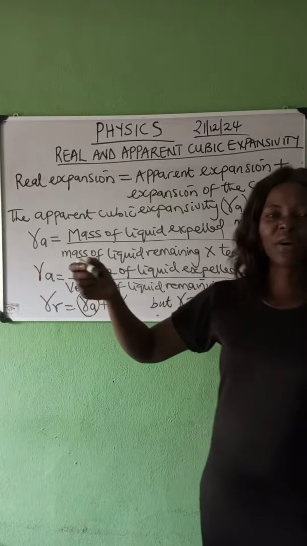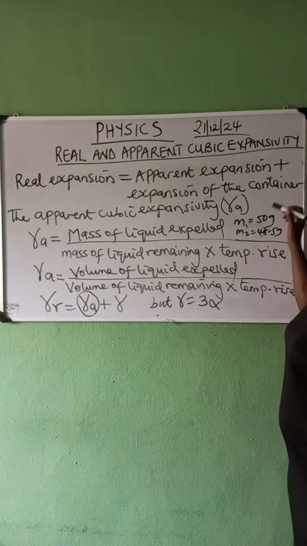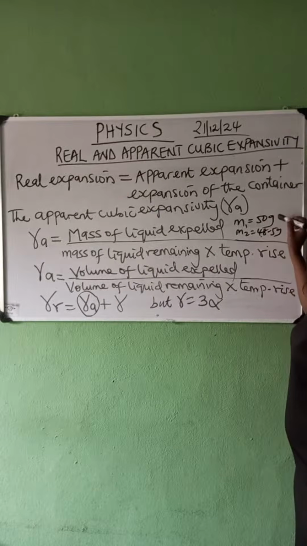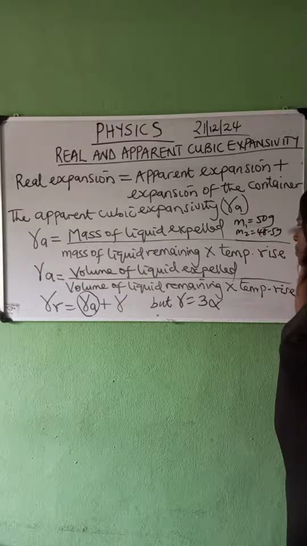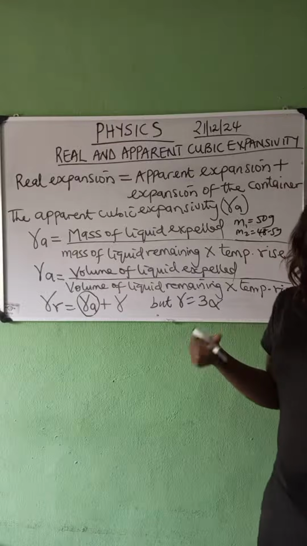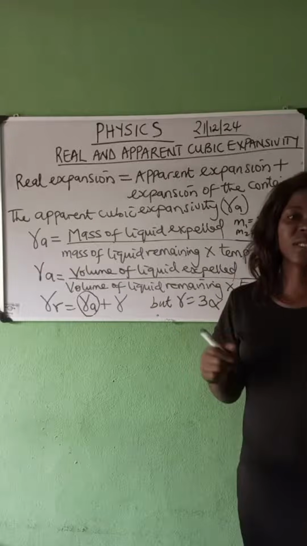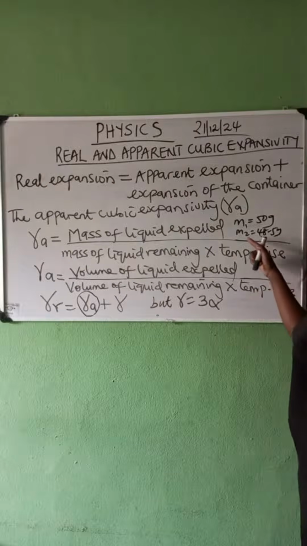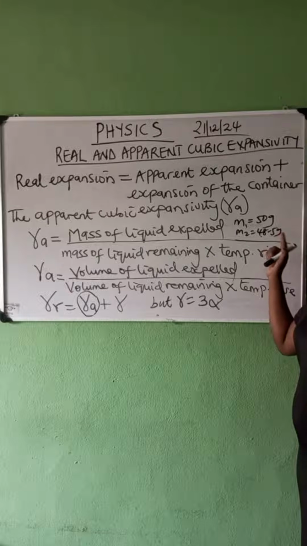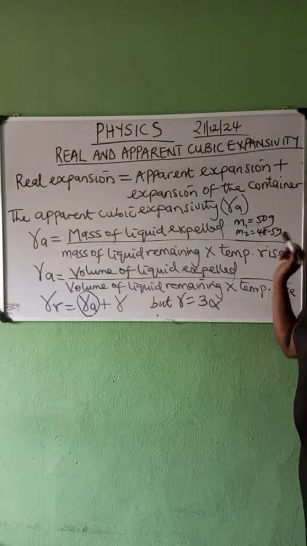Evaporation. For example, we start when the mass M1 is given as 50 grams. Now, after heating to a certain temperature, in the process of evaporation, we're going to have the second mass to be 48.5 grams. Is that clear? Is that okay?